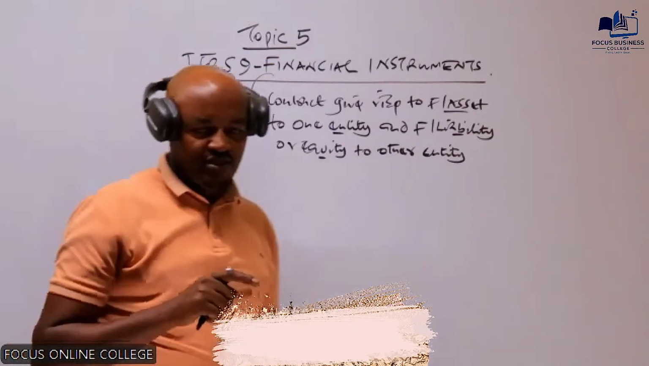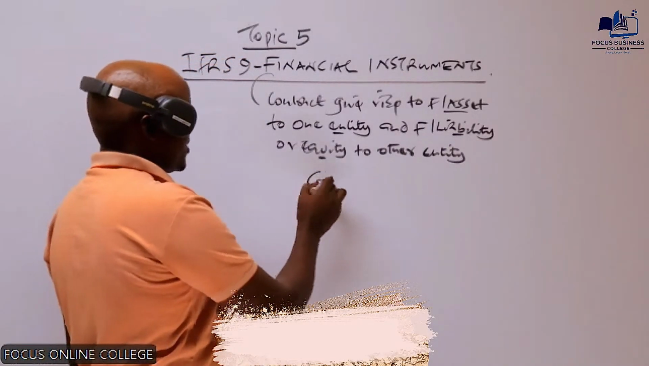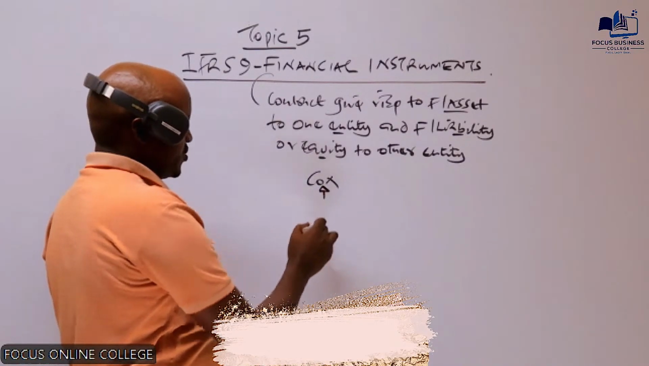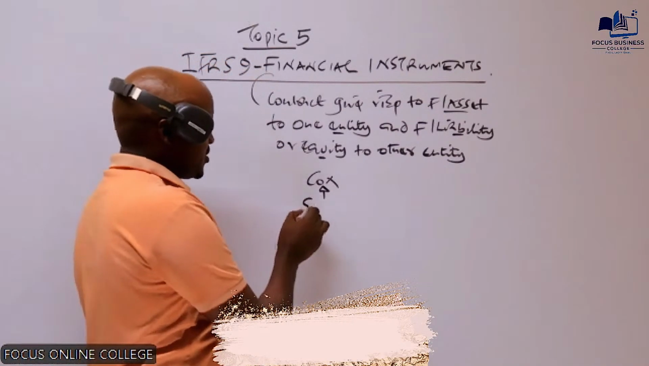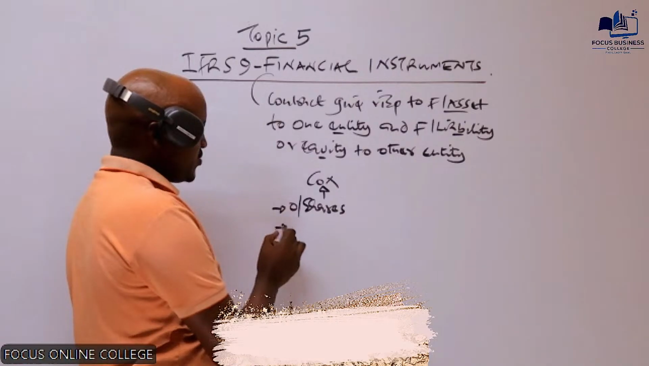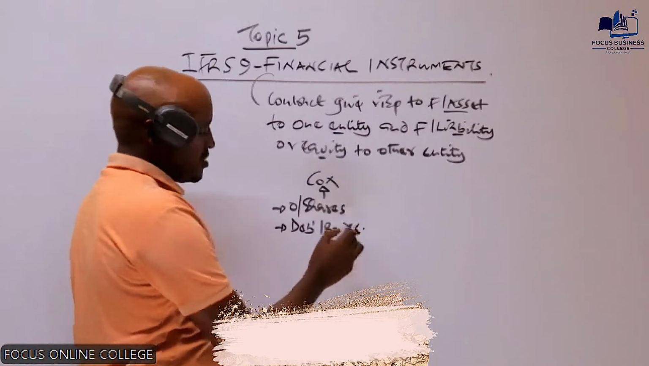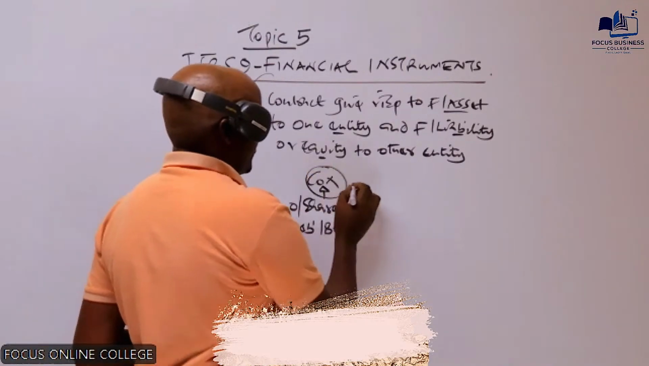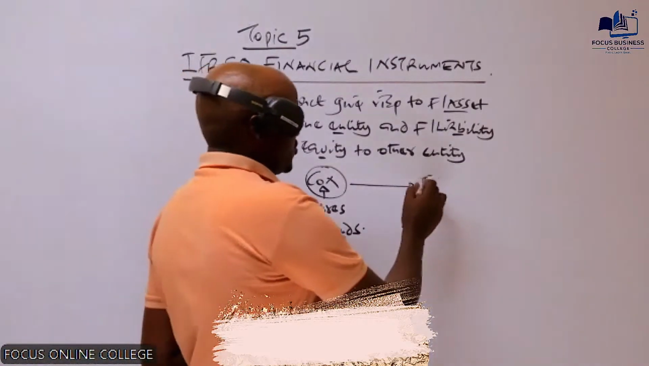For us to understand this definition, let's take a very small example. Assume we have a company, company X, and this company wants to raise capital. How can this company raise capital? It can raise capital by issuing ordinary shares, or by issuing debentures or bonds. And we assume that some of the shares, debentures or bonds issued by company X have been issued to company Y.